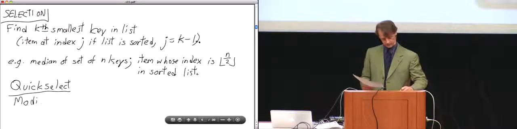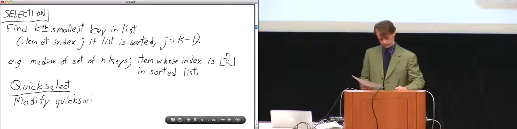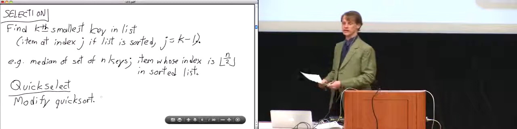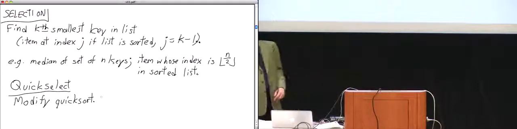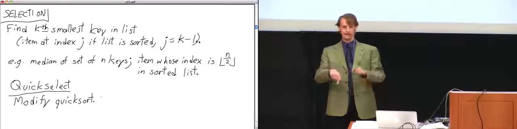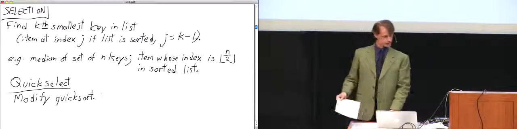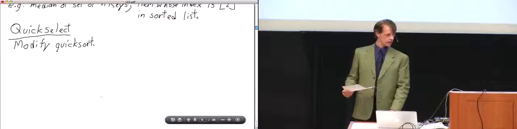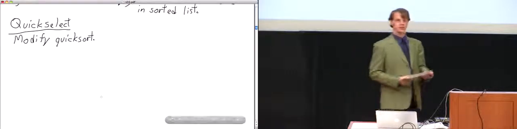So we take the quicksort algorithm as we've seen it, and we make some small changes. The most important change is that whereas quicksort calls itself recursively twice, quick-select will only call itself recursively once, either on the left partition or the right partition, but never both, and therefore it will be faster than quicksort.